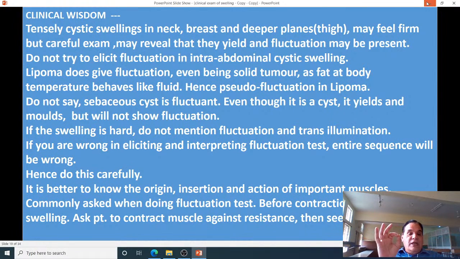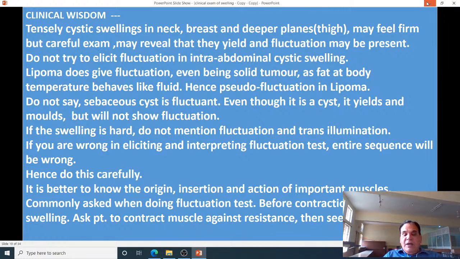If you are wrong in eliciting and interpreting the fluctuation test, the entire sequence will go wrong. So you are going in the wrong direction, and you will go to Chennai rather than going to Hyderabad. So be proper in selecting your way and do this carefully. Similarly, if it is related to muscle, it is a must. You must know the insertion and action of all important muscles near the joint, because the examiner may ask them.